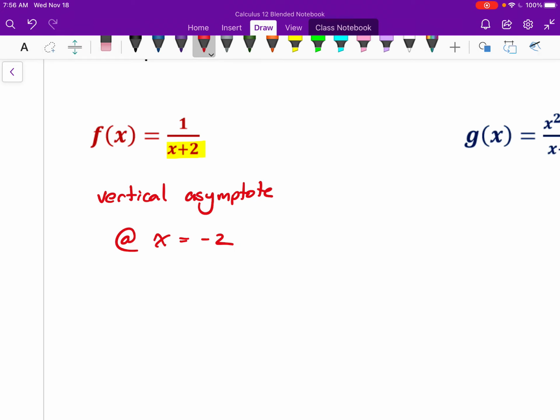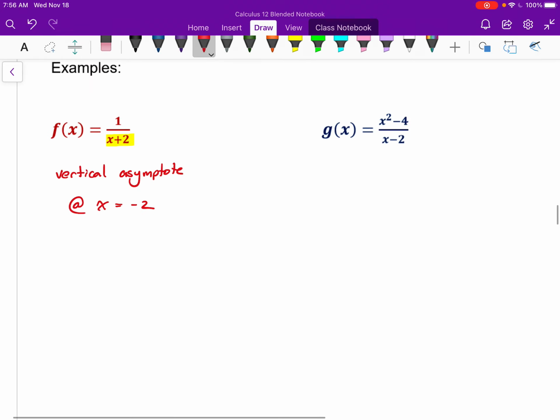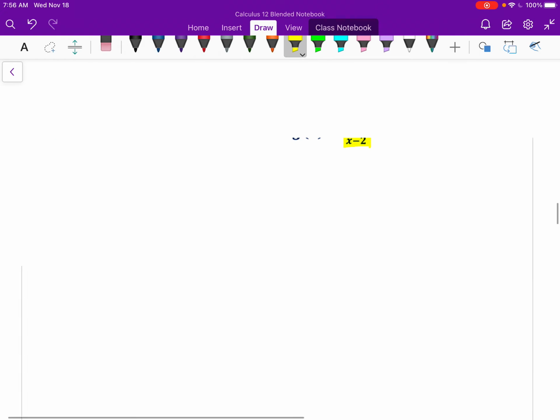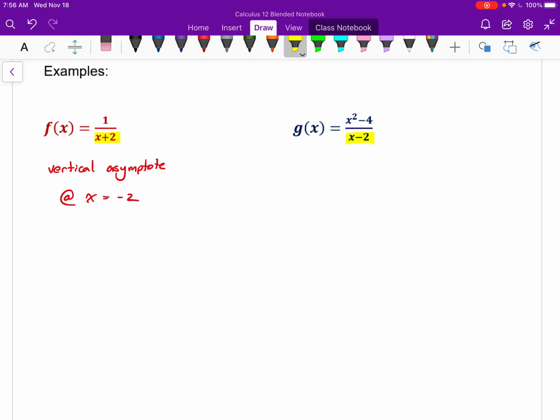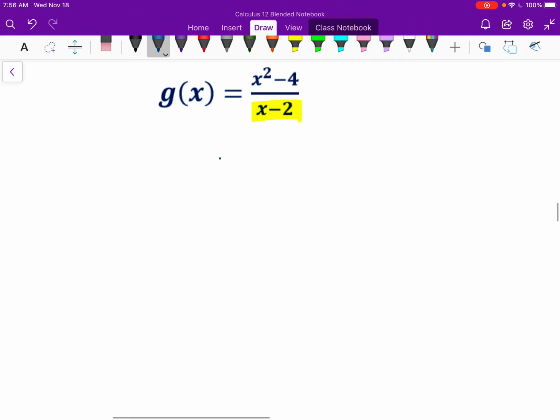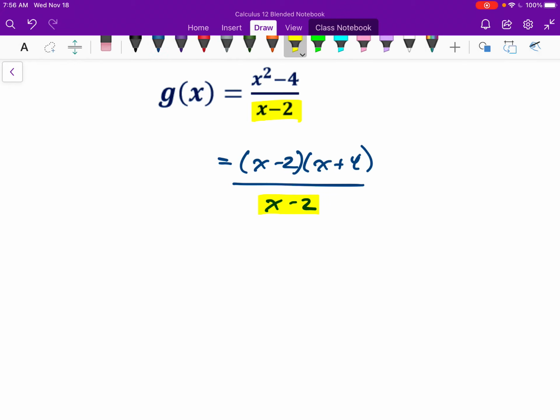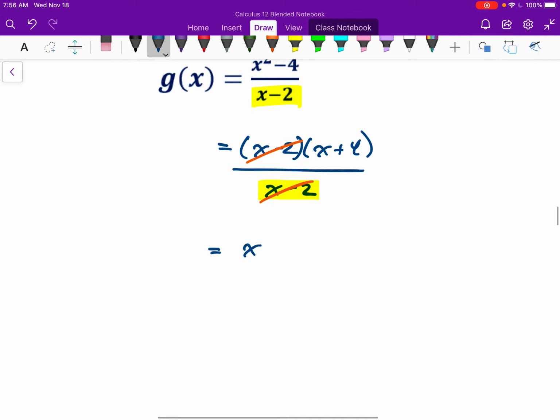If I look at g of x, I can see right here that when x is 2, there's going to be a discontinuity, but it won't be a vertical asymptote. And how do I know it won't be a vertical asymptote? Well, let me factor the numerator, which is the difference of squares. Now notice I have a common factor of x minus 2 that I can cancel out. So I can rewrite g of x as just x plus 4 over 1, or just x plus 4.